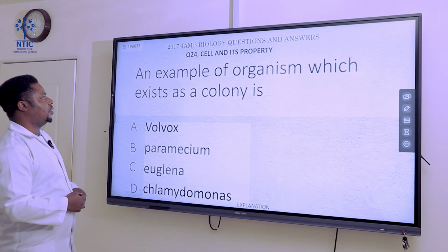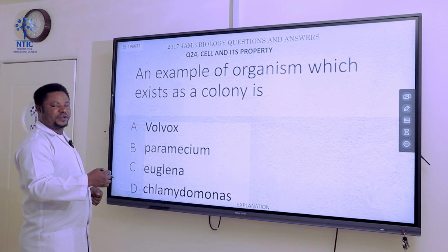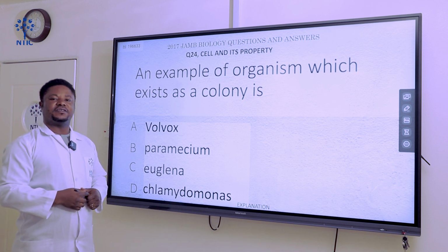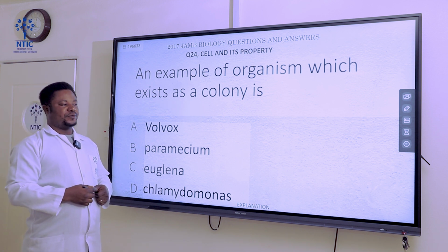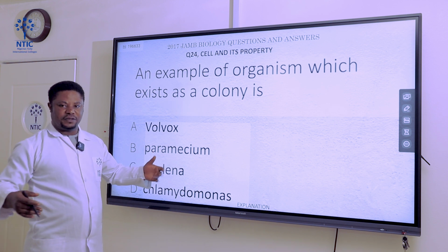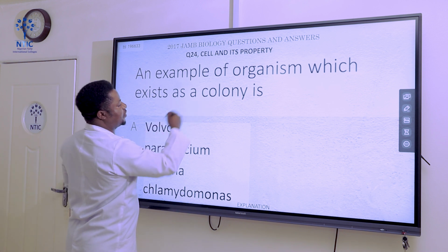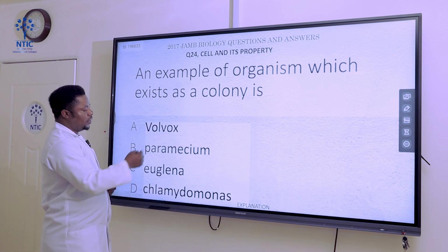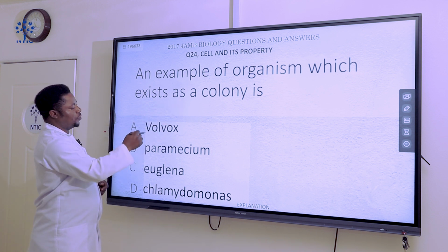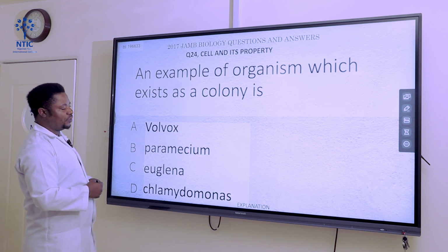Question number 24. An example of organism which exists as a colony is, the emphasis on this question is actually placed on colony, which is a cell. Cells exist in different forms, some as colony, some as free living organisms, some as filaments, and some as part of living organisms. Now the emphasis here says colony. Now let's see examples of organisms that can exist as colony. We have volvox, which lives as colony. Paramecium is a free living organism.